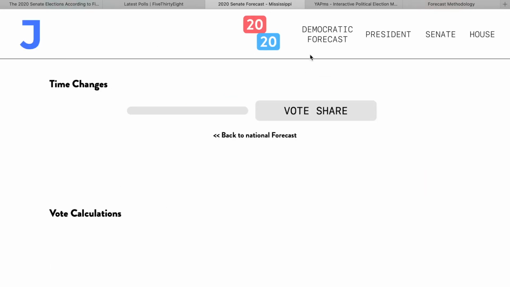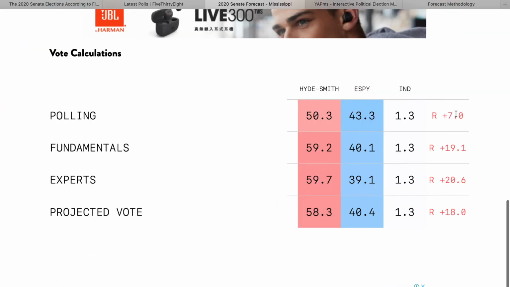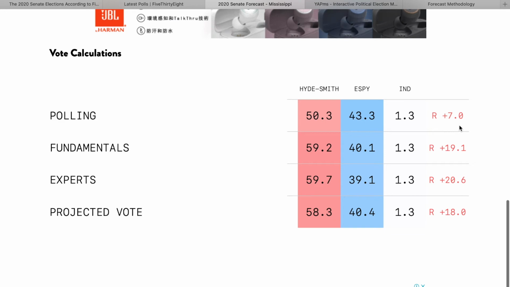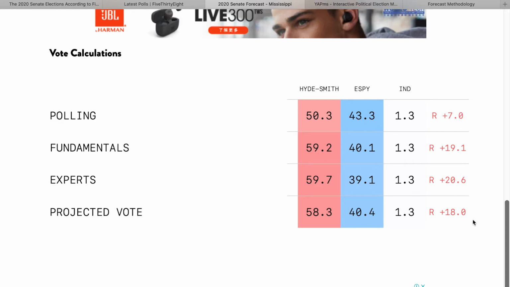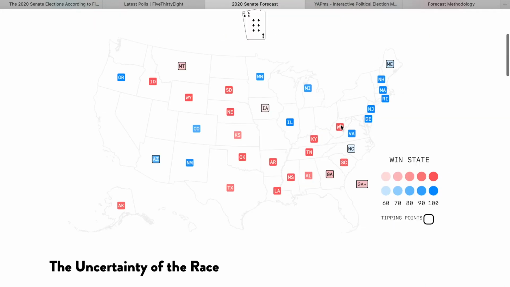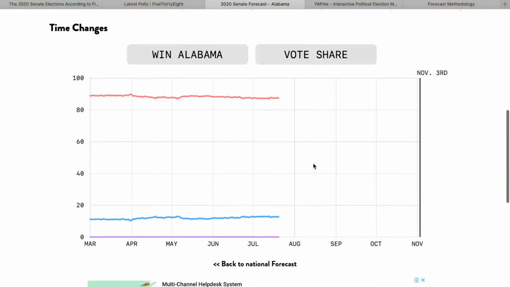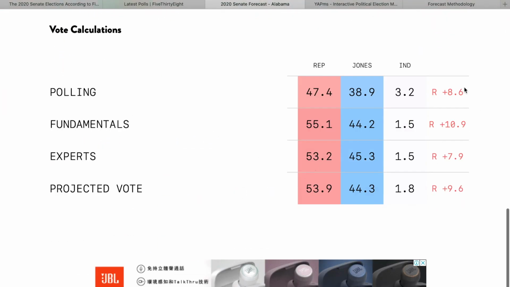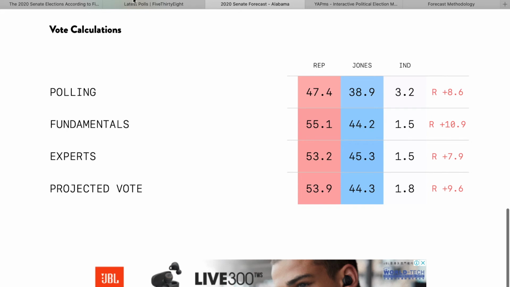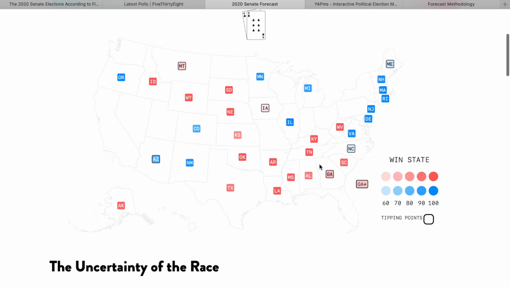And Mississippi is another state that's surprisingly close in polling, just a 7 point lead for Hyde-Smith. However, again, in the full forecast, it's an 18 point win. Again, I think it's probably somewhere in the middle in reality. In Alabama, probably the easiest Republican flip, according to the polls, it's an 8.6 lead for Tommy Tuberville, who just won the primary there.